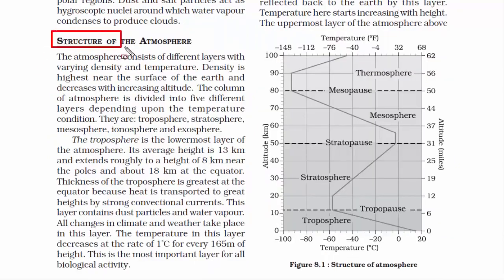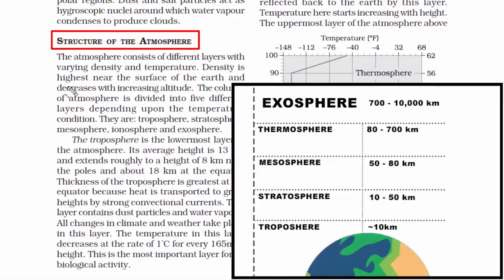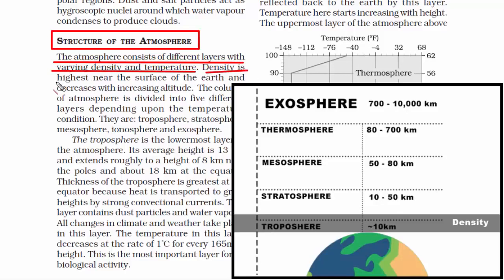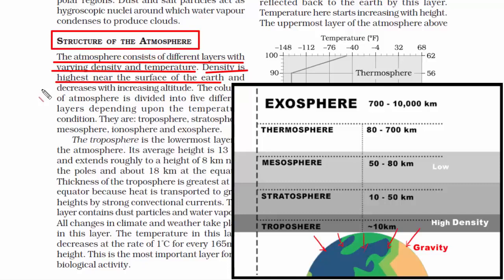Now let's get to know quickly about different layers of the atmosphere. So this is a picture of different layers of the atmosphere. From lowermost layer to the outermost layer, overall there are 5 layers. Remember this order. Now these layers have different density and temperature. Now density is highest near the surface of the earth because of the gravitational pull of the earth. And as we go higher, the density decreases.